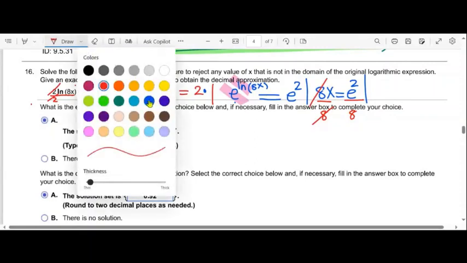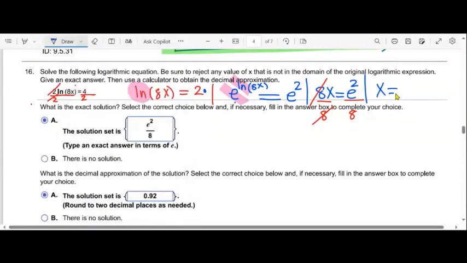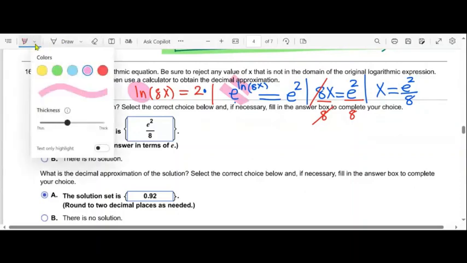So now, do you have x by itself? So we have the answer now, x equals e to the power of 2 over 8. Okay, that's your final answer. Easy as easy? Yes.